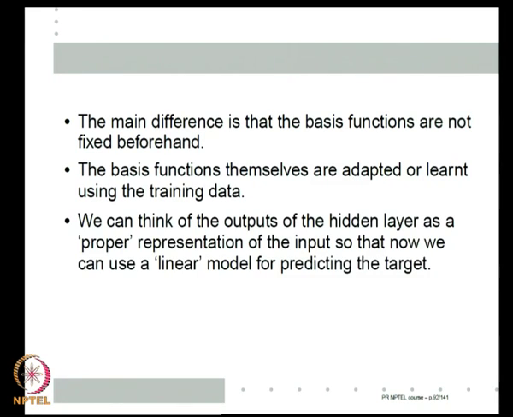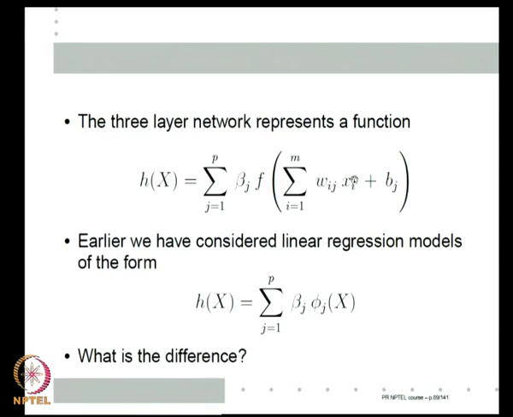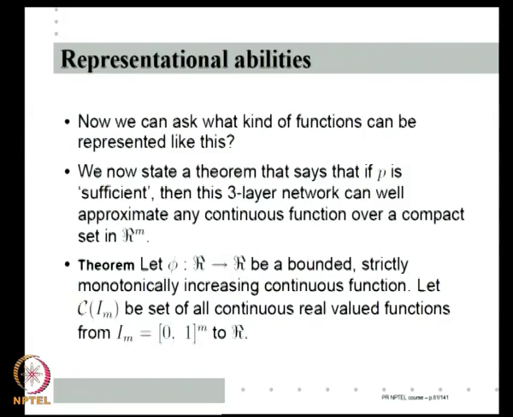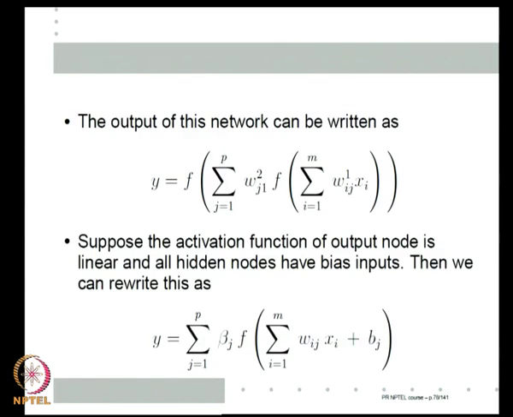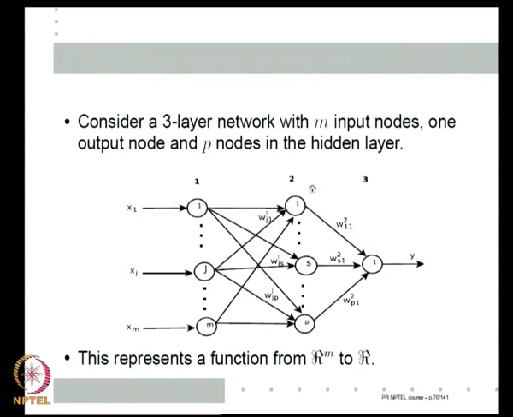Okay. So, you can think of the output of the hidden layer. Now, if I go back to my 3-layer network, if I just consider the hidden to output layer, this is like that sum of beta j phi j(x), because the outputs of this are phi j(x), right. Once the weights are all fixed, right, the phi j's are fixed.